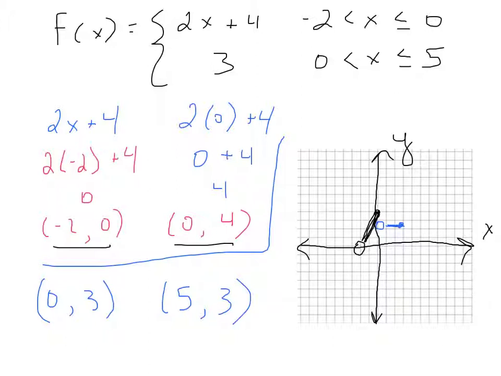And then I have a horizontal segment that goes from (0, 3) to (5, 3). And you'll notice that this is a function because of the 2 points that are on top of each other: the one on top is closed, the one below it is open. So this would in fact pass the vertical line test.